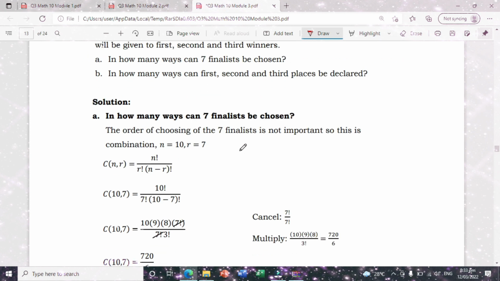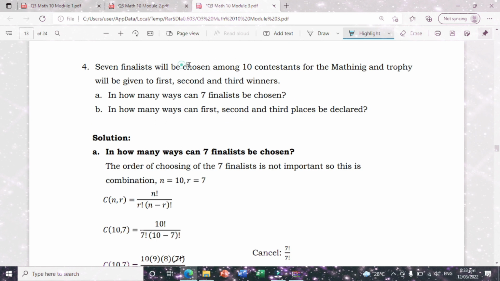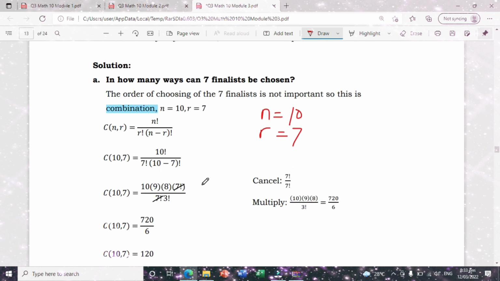Okay, so number 4. Una, chosen. Out of 10, 7 yung mapili. So, there's a keyword, chosen. So, that is combination. So, dito, out of 10 man kaya. So, yan yung N natin. Tapos, ang mapipili lang 7. So, yan yung magiging R. Ayan. So, ganito na. Okay, kindly review.